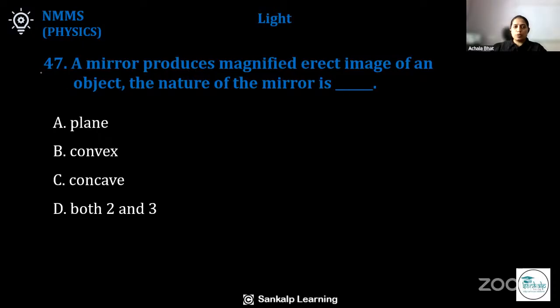Let us see question number 47 of NMMS Physics chapter Light. A mirror produces magnified erect image of an object. The nature of the mirror is... magnified refers to enlarged image. A mirror produces magnified erect image, which means virtual image is formed here. Erect image means upright image.